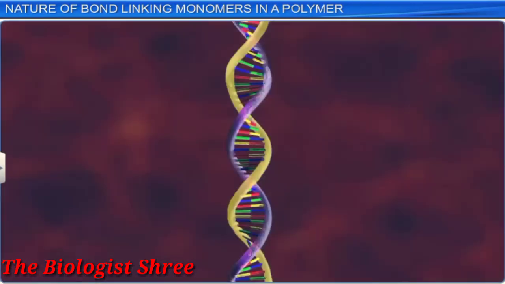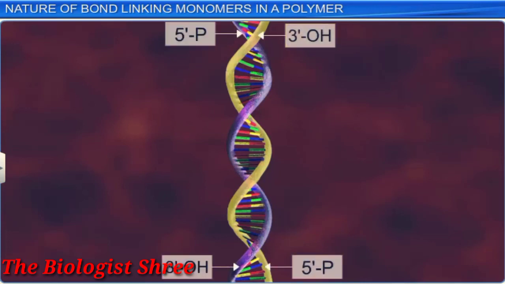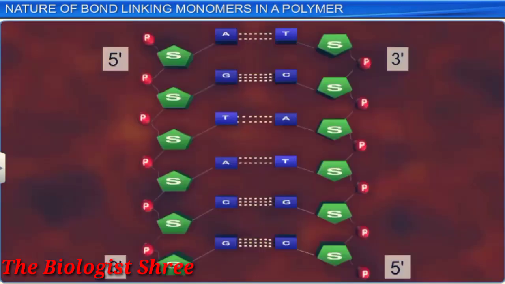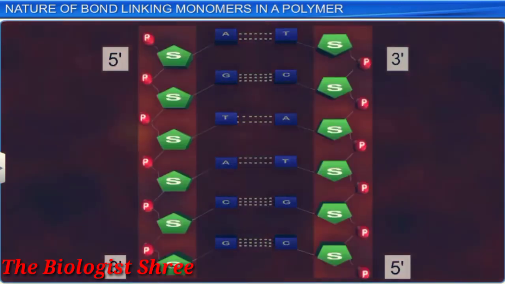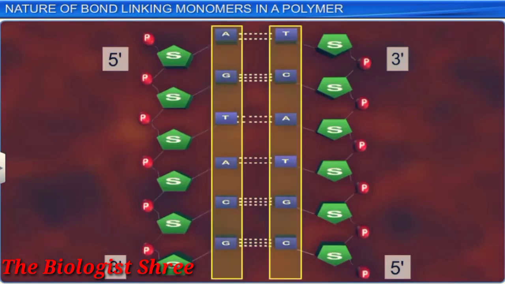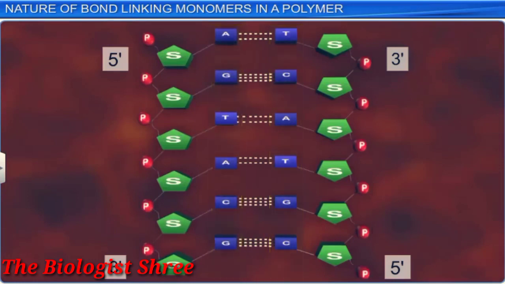Two strands of polynucleotides run in opposite directions. In other words, they are antiparallel. That is, one strand runs in 3' to 5' and the other strand runs in 5' to 3' directions. The backbone of DNA is formed by a sugar-phosphate sugar chain. The nitrogen bases face inside and are almost perpendicular to the backbone.